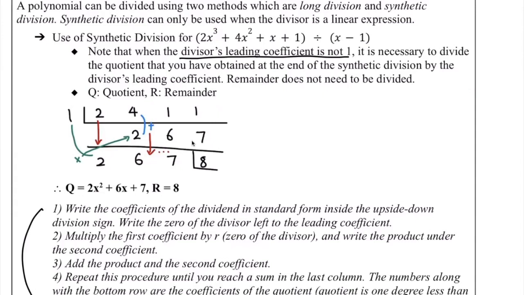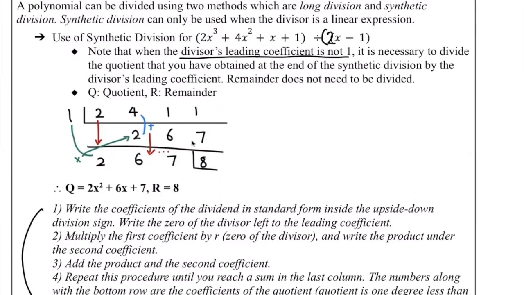Okay, what is this talking about? Let's say that this entire division is actually 2x cubed plus 4x squared plus x plus 1 divided by 2x minus 1. In this case, the divisor's leading coefficient is not 1. The divisor's leading coefficient is 2, right?